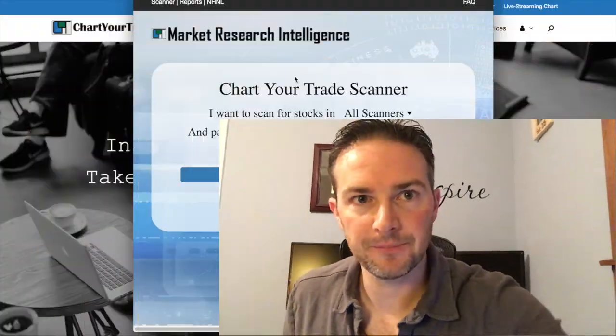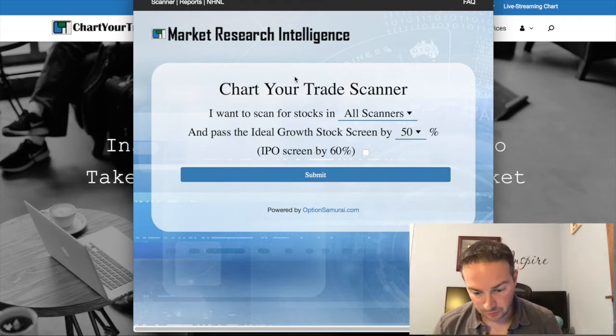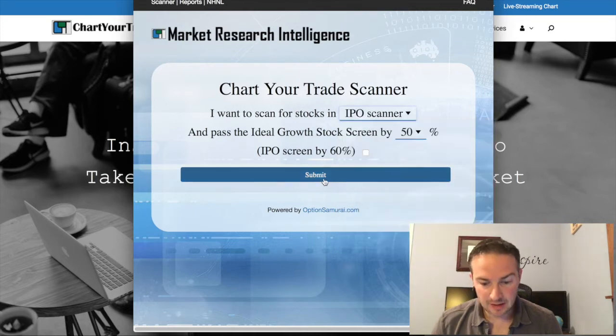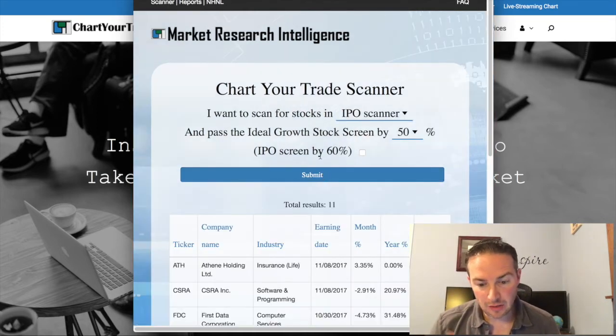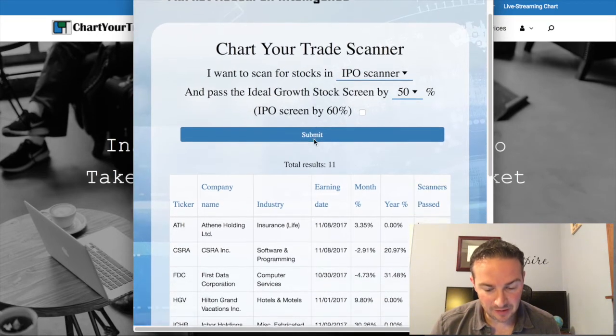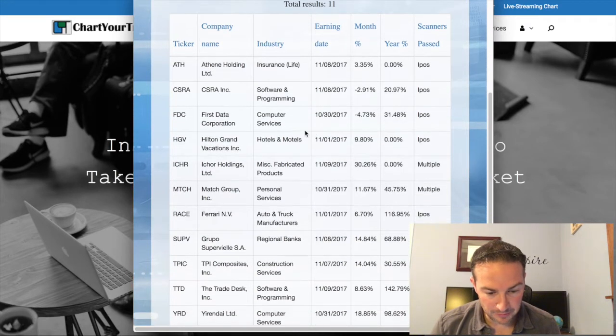We'll look at the scanner that I use. I use our own scanner, ChartYourTrade MRI stock scanner, and let's see what it pulls up. Okay, so we have our ChartYourTrade MRI stock scanner open. Let's go to the IPOs. So, IPO Scanner, and it just ran all of the, so this is the IPO Scanner, and let's see what we have here. We have 11 results this week, and let's go through them.